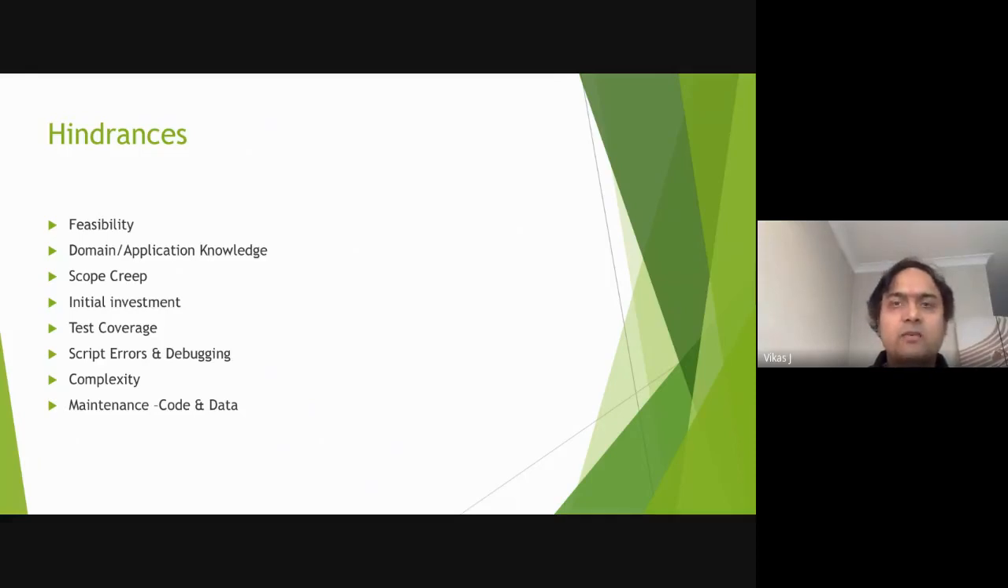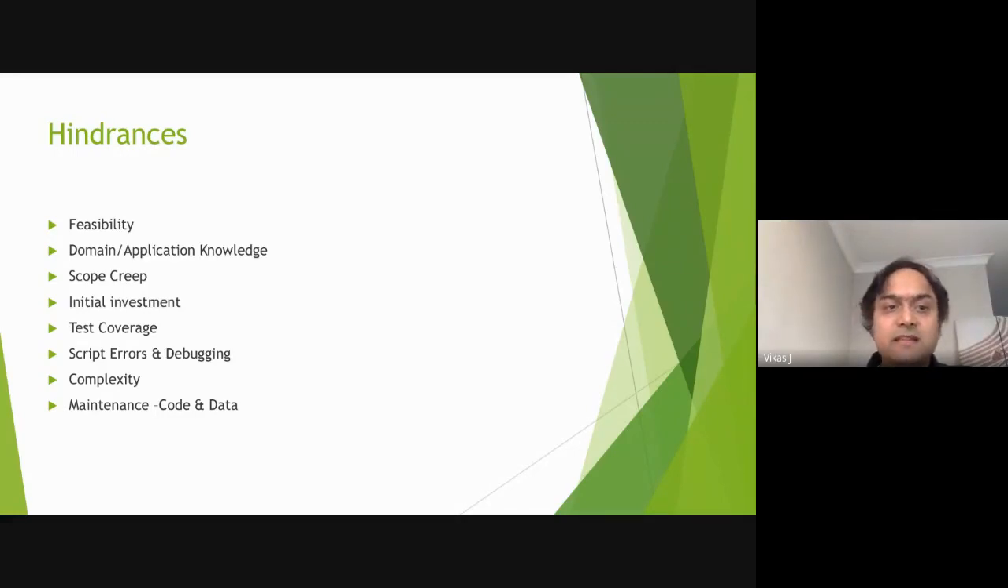Then we have to think about a few key hindrances, like feasibility: is it feasible to do test automation for a particular scenario, or come up with a solution with respect to the testing? Do we have enough domain or application knowledge? Is there a possibility of scope creep? What is the initial investment looking like? How much test coverage are we looking for?